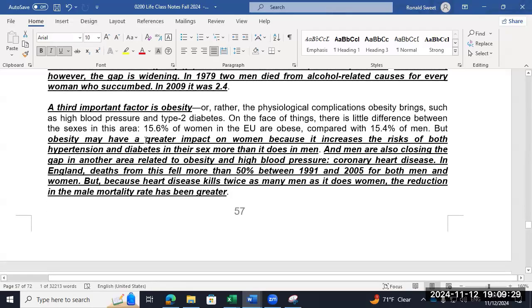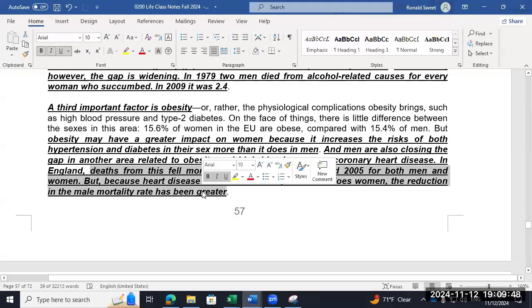Another factor is obesity, which may have greater impact on women because it increases the risk of both hypertension and diabetes more than for men. And men are also closing the gap in another area related to obesity, coronary heart disease deaths. And this is kind of the medical community jumping in. Deaths from this fell more than 50% for both men and women, but because heart disease affects men more than women, that 50% drop really helped men's mortality more.